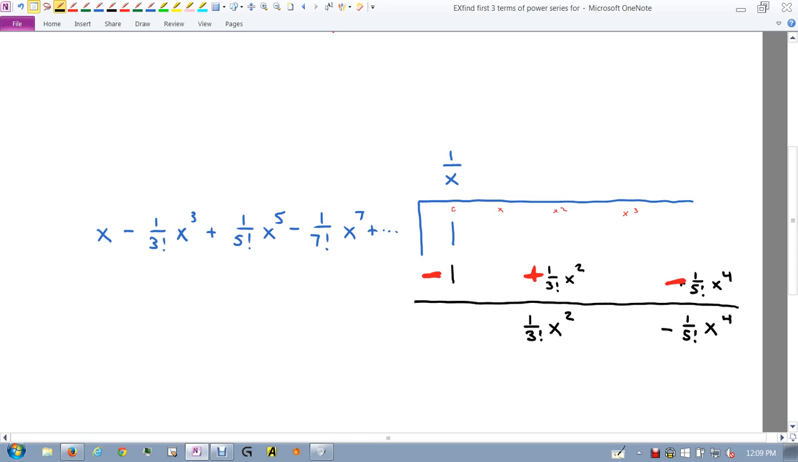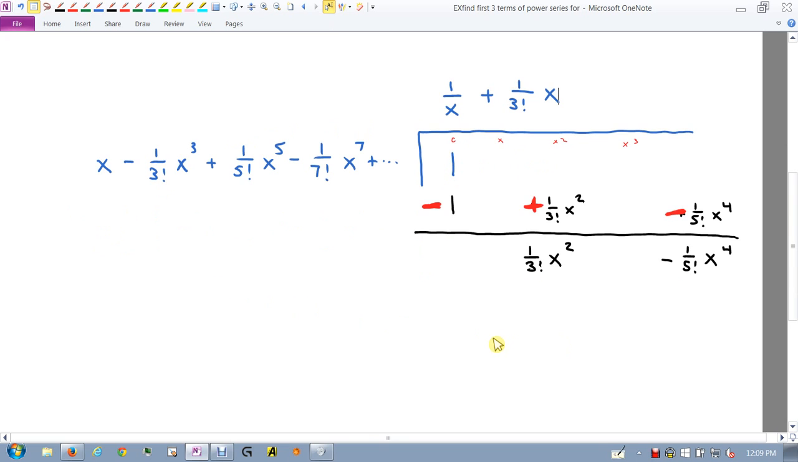And now we repeat the process. What do you multiply x by to get 1 over 3 factorial x squared? 1 over 3 factorial x. That's my next term. Plus 1 over 3 factorial x. Right? If I multiply this times this, I get this, and that's what I want. So I go ahead and now distribute this through here to here. I know that that's going to give me the 1 over 3 factorial x squared I need.